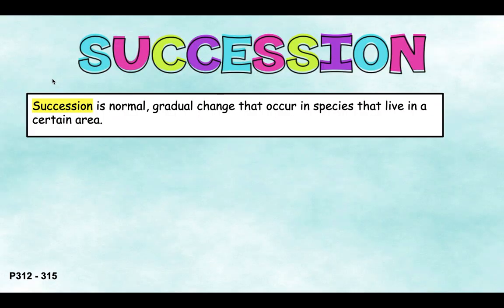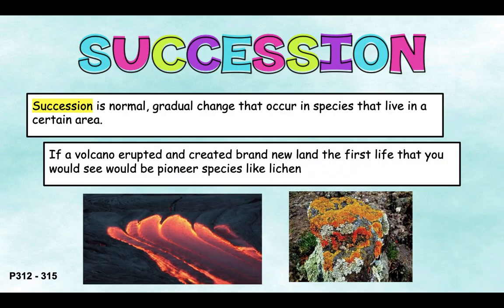All right, so today we're going to talk about succession. Succession is normal, gradual change that occurs in species that live in a certain area. Okay? What the heck does that mean?